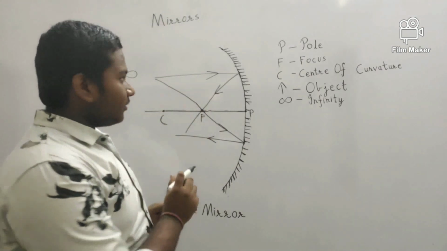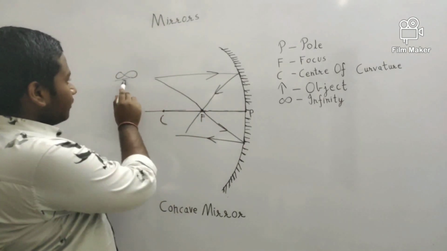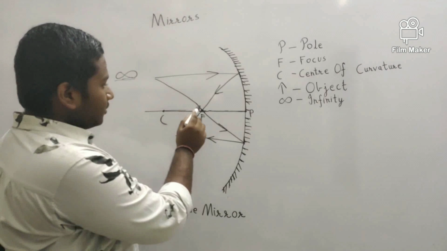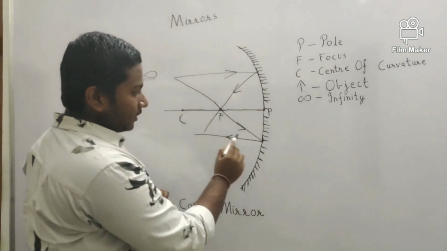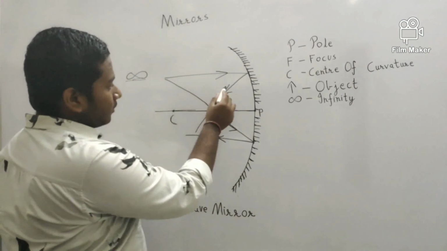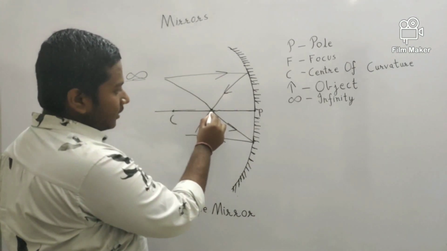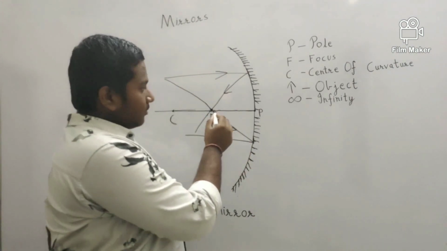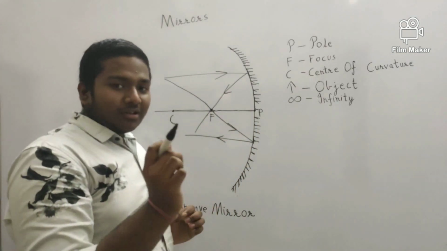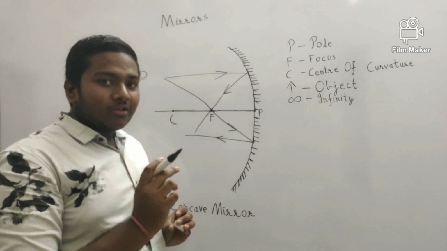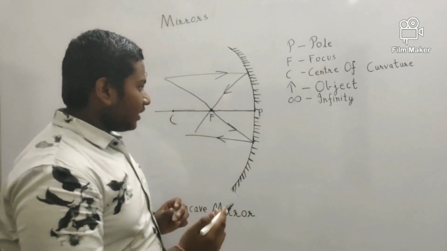So the first property is: if you place the object at infinity, then the image will be formed at focus, because the rays coming from it are parallel. Therefore the image will be formed at focus, and the image formed at focus is highly diminished, which means it is very small in size and we are not able to see it with our naked eyes.